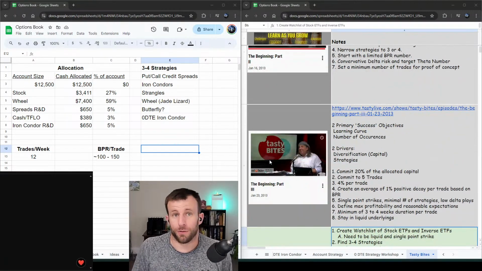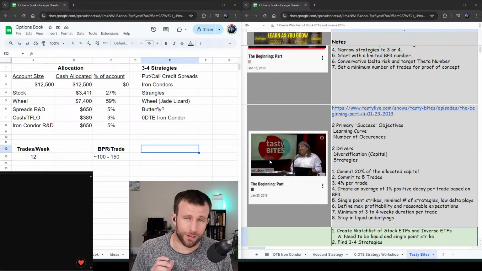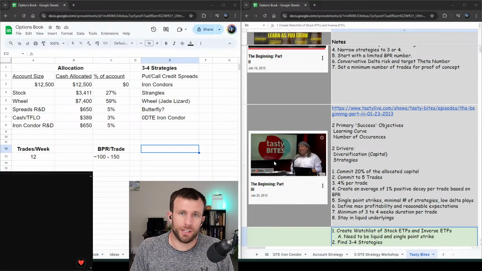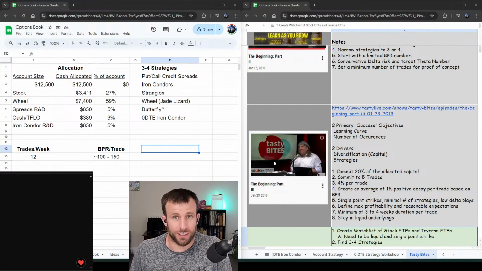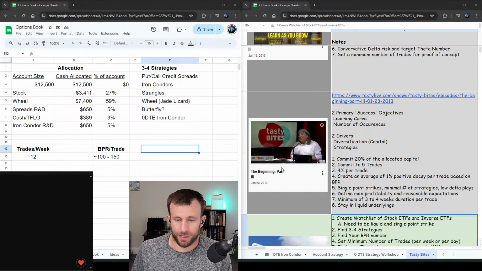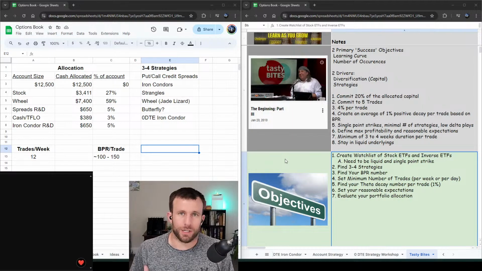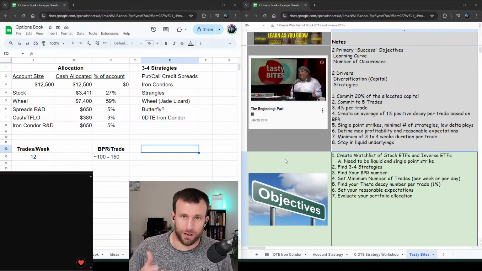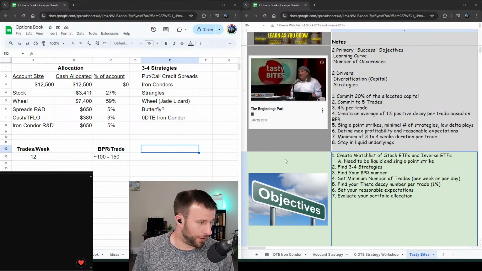And our goal is to go through all of the TastyBites that are available to date. And it's going to be a learning process. It's going to be a journey to learn and to be successful in trading options, no matter what your account size is. I'm trading with $12,500 right now, and I'm following these steps as we go along.